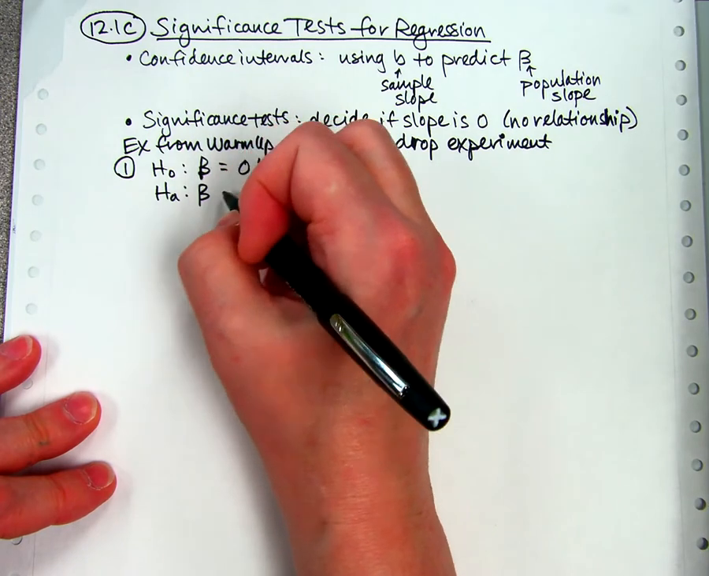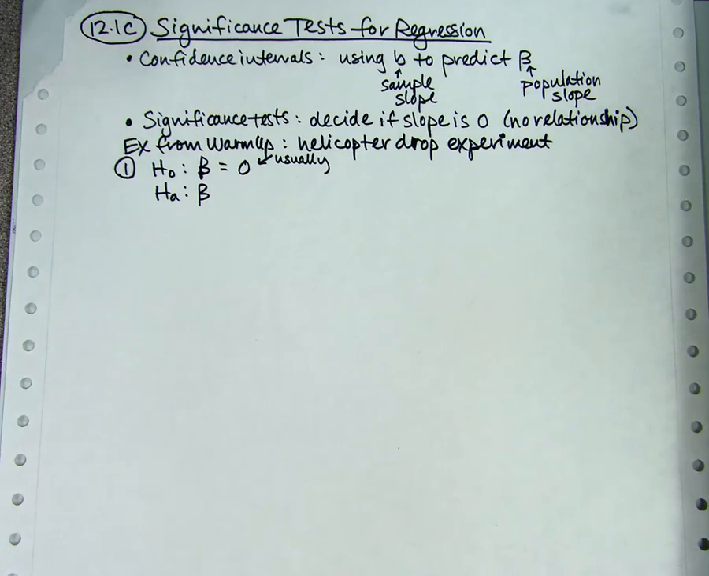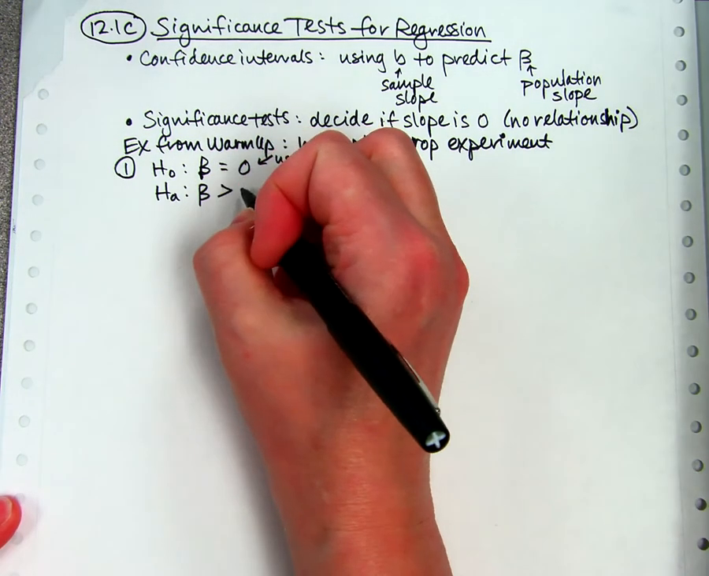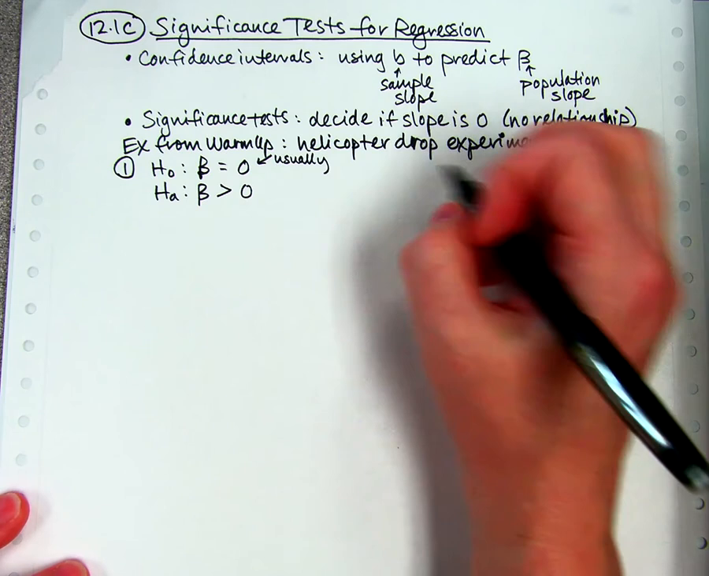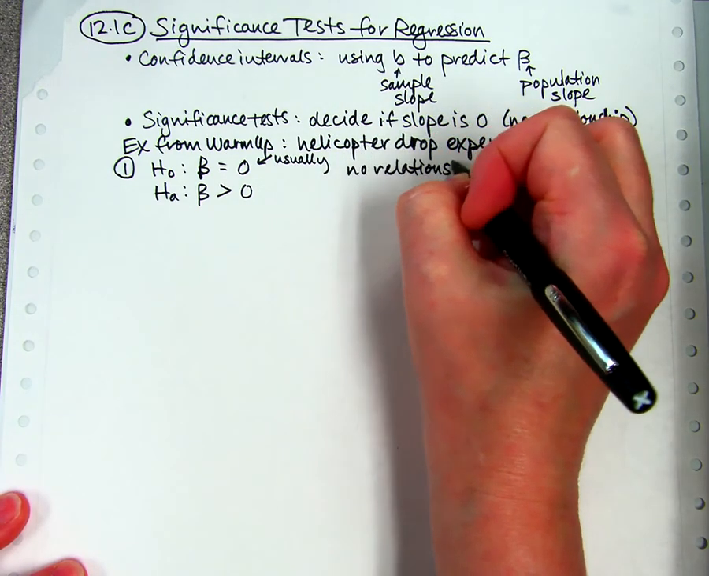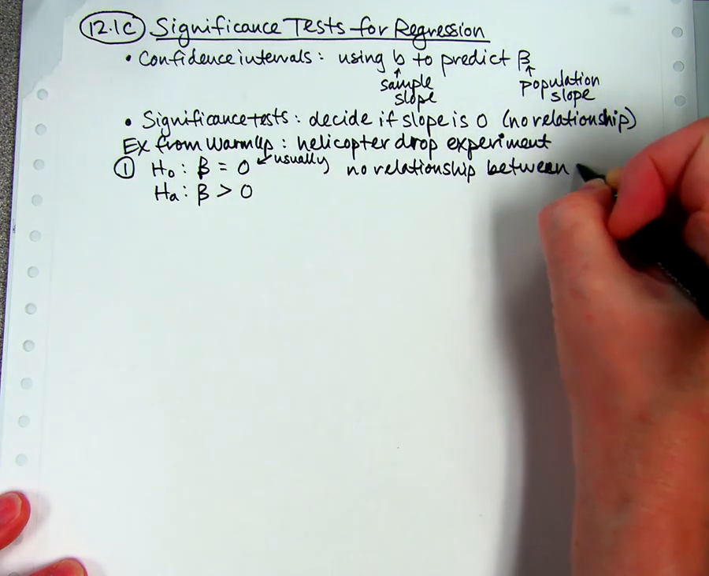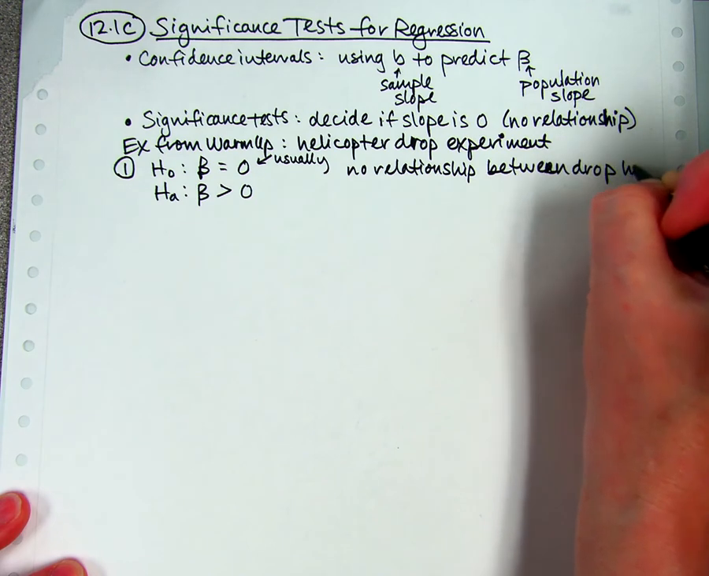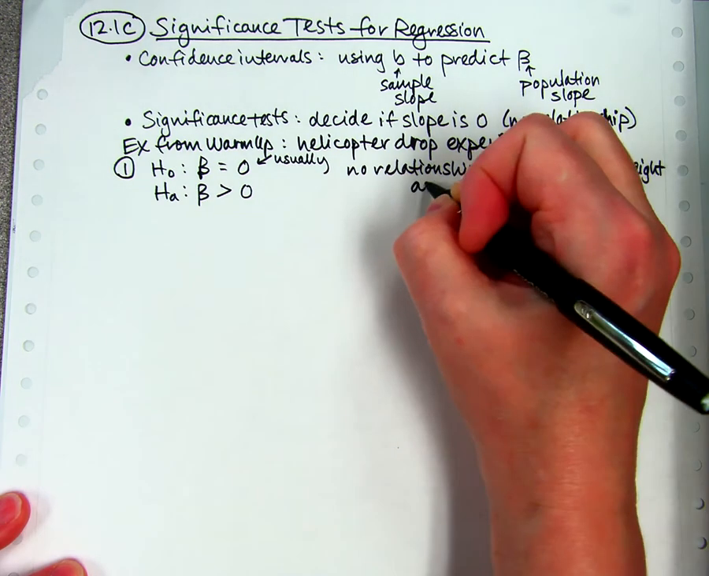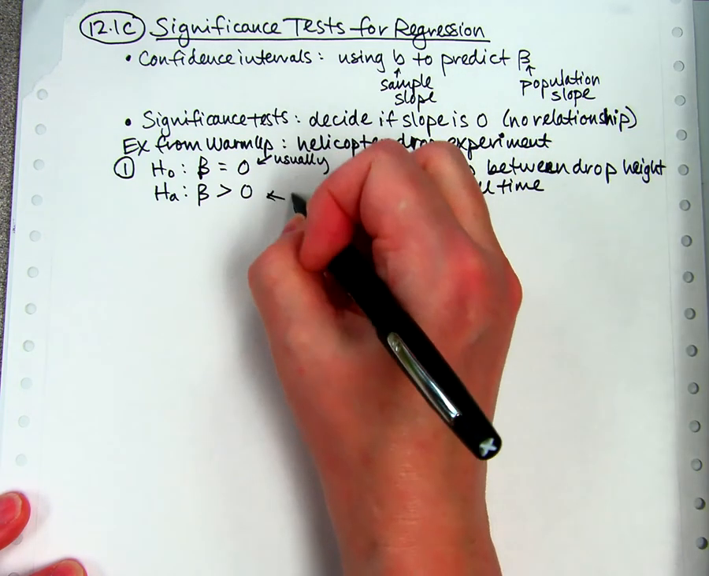And for the alternate, you might remember we thought in the warm-up that it would make sense that as the height of the drop increases, so would the time it takes to get to the ground. So we think beta is positive because that's the logical thing. So the null is saying there is no relationship between drop height and time it takes to fall, and the alternate is saying there's a positive relationship.